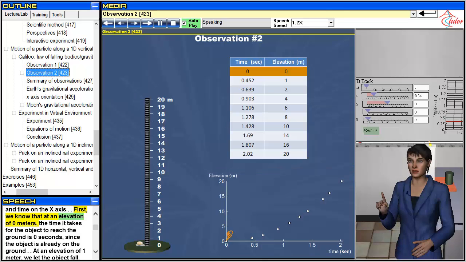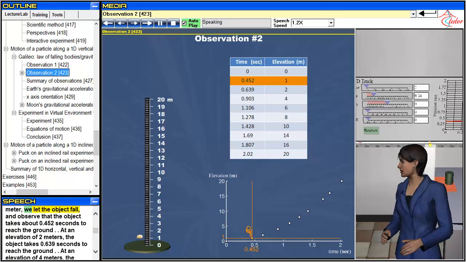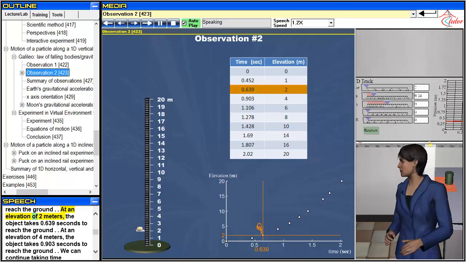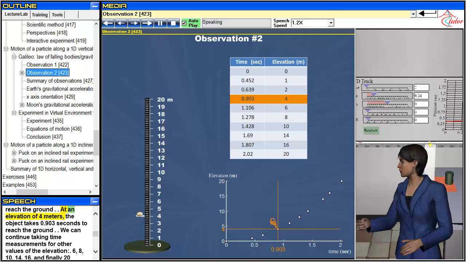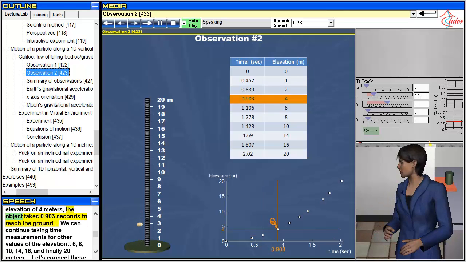First, we know that at an elevation of 0 meters, the time it takes for the object to reach the ground is 0 seconds, since the object is already on the ground. At an elevation of 1 meter, we let the object fall, and observe that the object takes about 0.452 seconds to reach the ground. At an elevation of 2 meters, the object takes 0.639 seconds to reach the ground. At an elevation of 4 meters, the object takes 0.903 seconds to reach the ground.